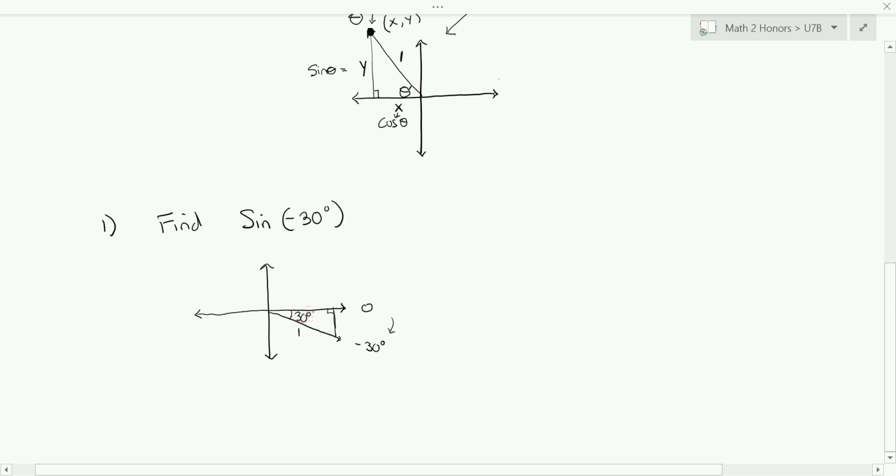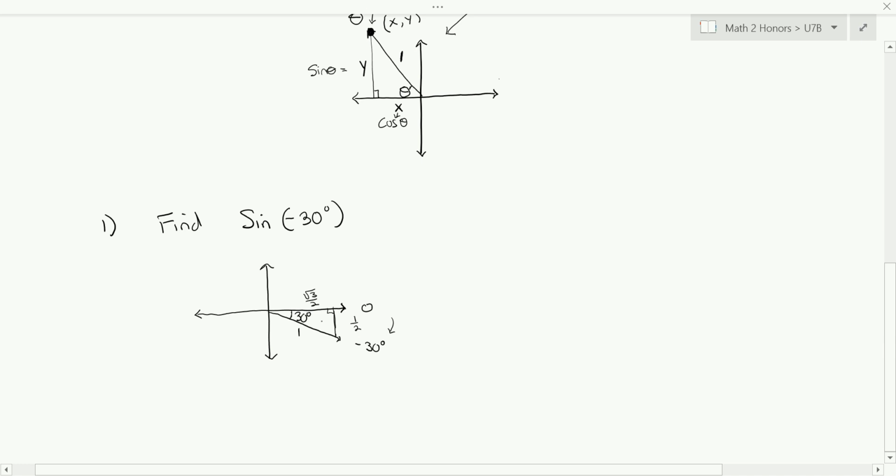Okay, and so that's about as much as we did on the homework last night, right? So we're going to take it a step further now, and notice that this is a special right triangle, okay? And so because it's a special right triangle, we know the side lengths, right? What's the length across from 30 when the hypotenuse is 1? 1/2. And this is going to be root 3 over 2, right?